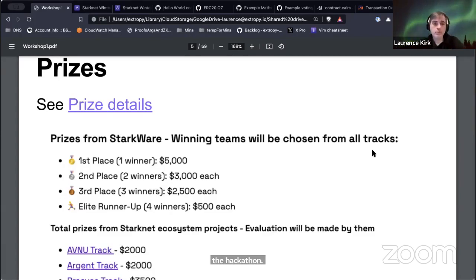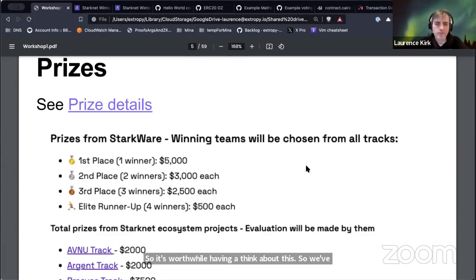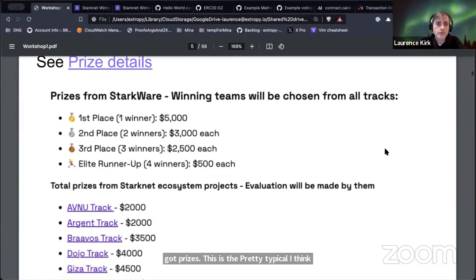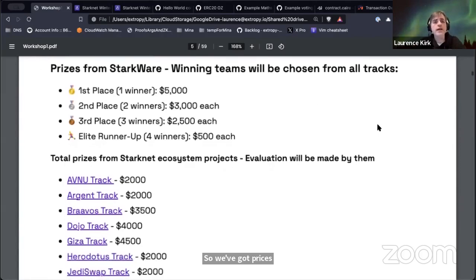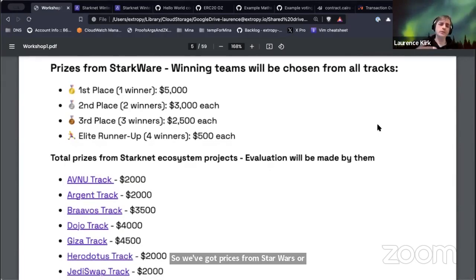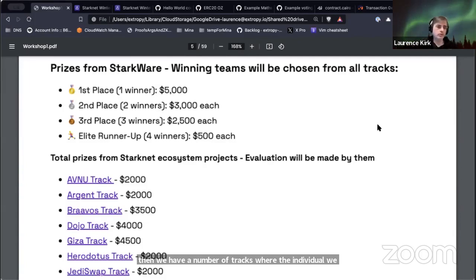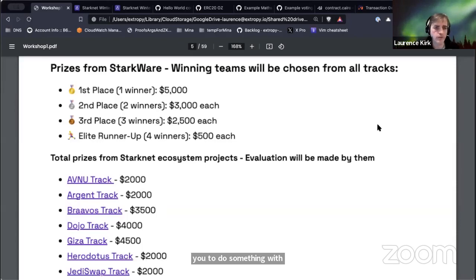So we've got prizes. This is pretty typical, I think. We've got prizes from Starkware, so general prizes, and then we have a number of tracks where we have individual companies or projects that are asking you to do something using their existing project. And so when you're approaching the hackathon, you really have to have a think about how you want to do this. Are you going to aim for just a general prize, or are you going to aim for one of the tracks?